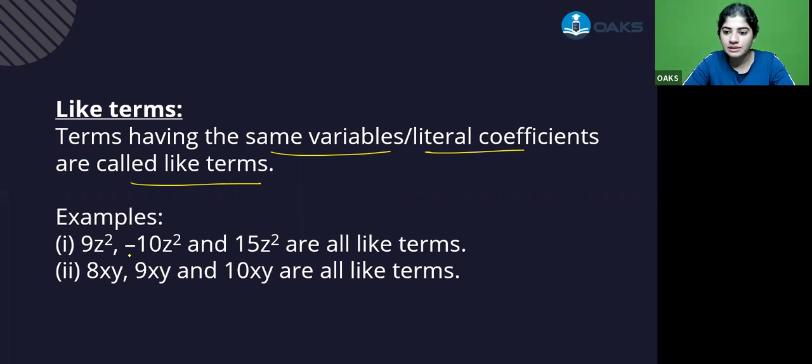So can you see the examples here? Everybody, do not see your notebooks. See here. 9z square, minus 10z square and 15z square are all like terms. And similarly, 8xy, 9xy, 10xy are all like terms. Is that clear to you all?